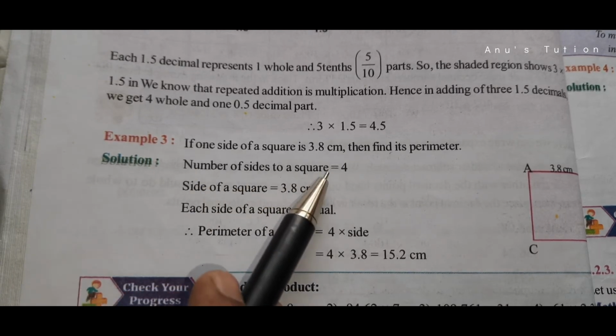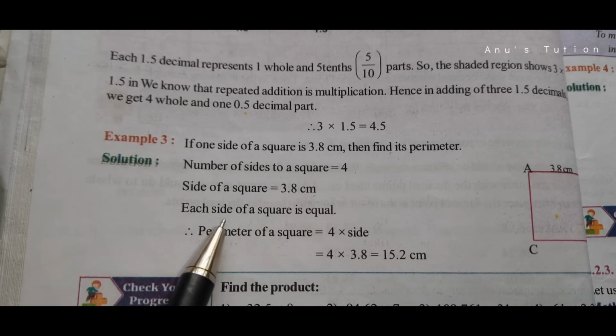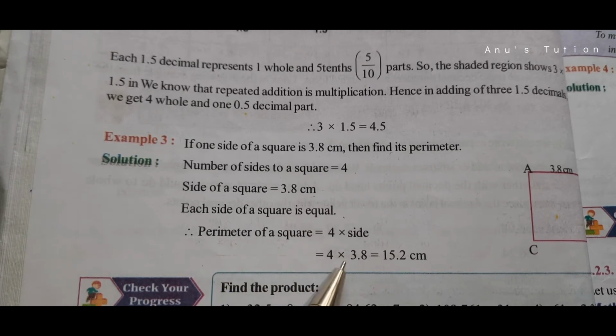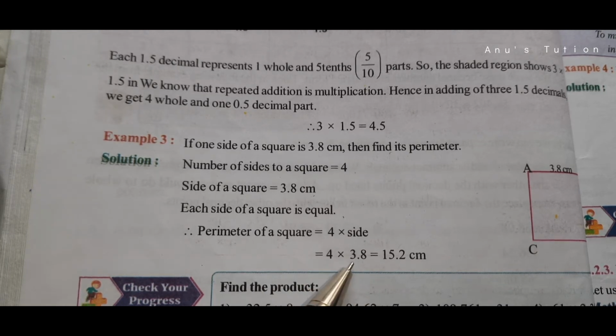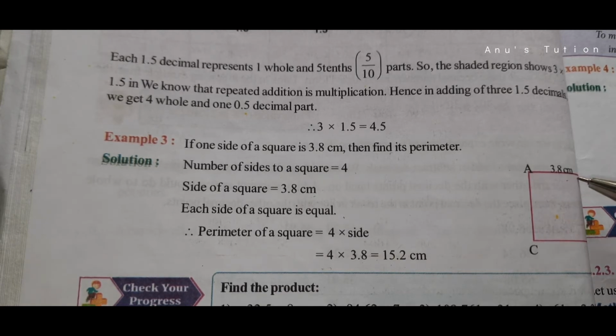Number of sides of a square is equal to 4. Side of a square is equal to 3.8 centimeters. Each side of a square is equal. Then perimeter of a square is equal to 4 into side, 4 into 3.8. Already we discussed the multiplication of decimals. Here there are 3 methods which you can use, that is your choice. Then we will get 15.2 centimeters. Here is the diagram of a square with side of 3.8 centimeters.